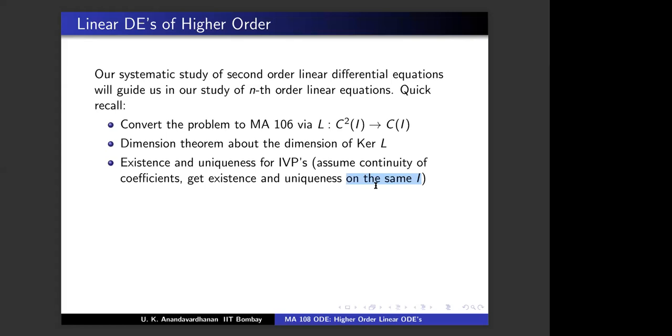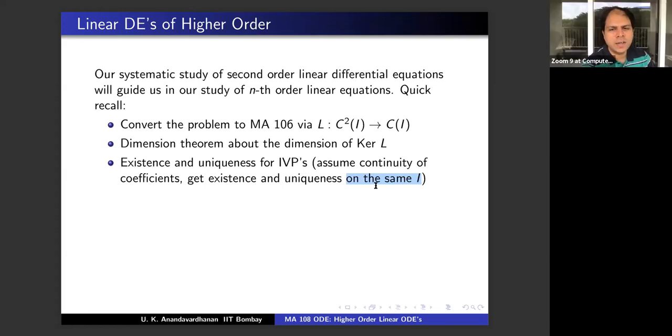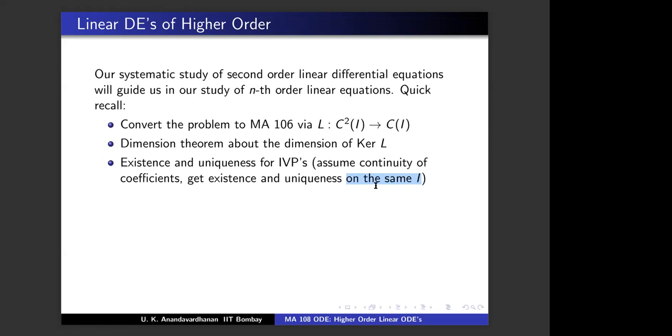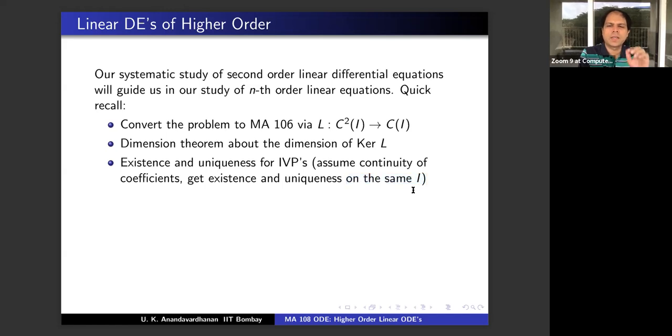Assume life is good. Will you have an existence and uniqueness theorem for IVPs for nth order equations? Yes. What will be the condition? The condition is standard form and continuity assumed throughout the interval. And where are you going to get existence and uniqueness in the nth order case? It is the same as the second order story, the exact same interval. So remember, on the same I, you are going to get existence and uniqueness in nth order also.